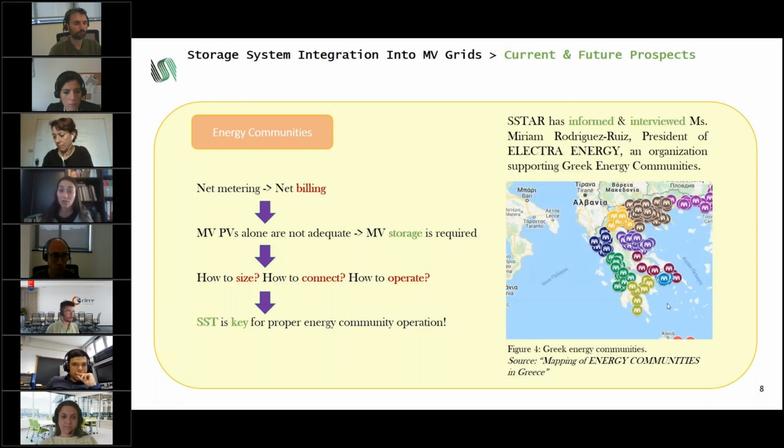And for this purpose, the STAR project has informed and interviewed Ms. Miriam Rodriguez-Ruiz, who is the president of Electra Energy. This is an organization supporting all Greek energy communities, and you can see in this figure how many of them there are. So this is a potential future market for the solid state transformer.